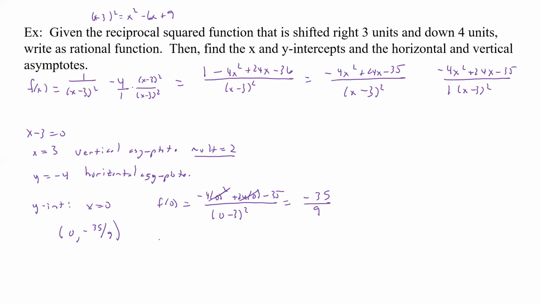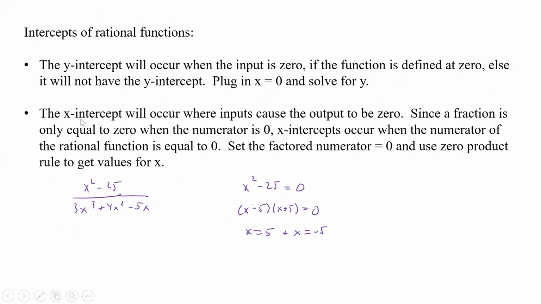Now we need to find the x-intercepts. And remember, to get those, we set the numerator equal to 0. The x-intercept is where we cause the output to be 0, so that's only when we have the numerator equal to 0.